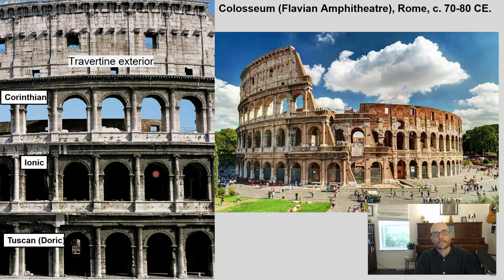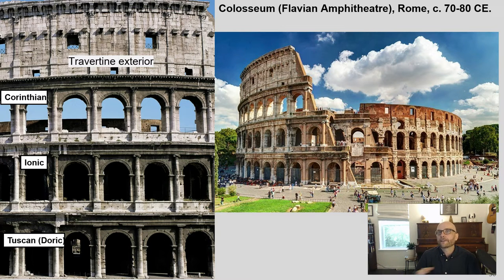On the second floor we have Ionic columns, and at the top, you guessed it, we have Corinthian, with the attic layer being more solid, with only these pilasters making any sort of decoration. And this was all made out of a local stone called travertine. Although the structure of the building, a lot of it would have been, what do you think it would have been made of? You guessed it, concrete.